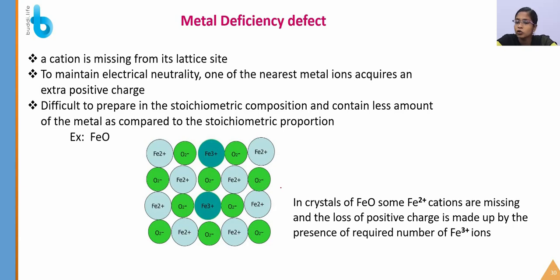The ions are in +2 charge in the whole crystal lattice. Some of the iron lattice sites are vacant. To maintain the electrical neutrality, the adjacent metal atoms, that is iron, are going to acquire an extra positive charge and occupy the vacant site. So that is what is mentioned here. In crystals of iron oxide, some Fe2+ cations are missing, and the loss of positive charge is made up by the presence of the required number of Fe3+ ions. So with this, the imperfections in solids topic is going to end.